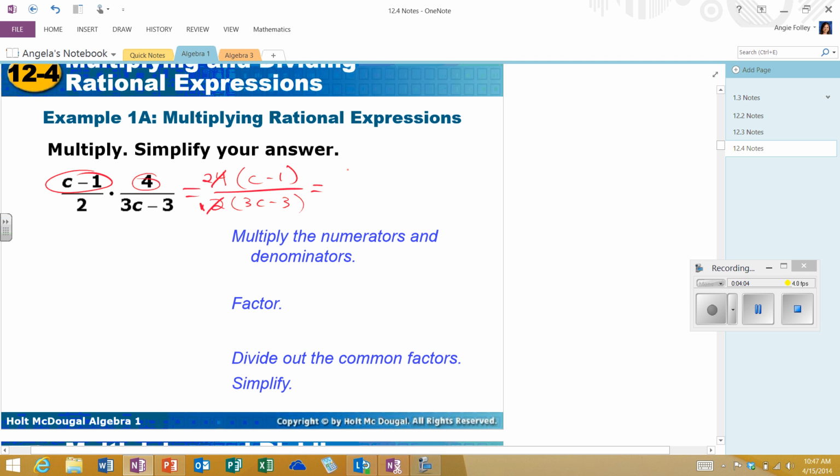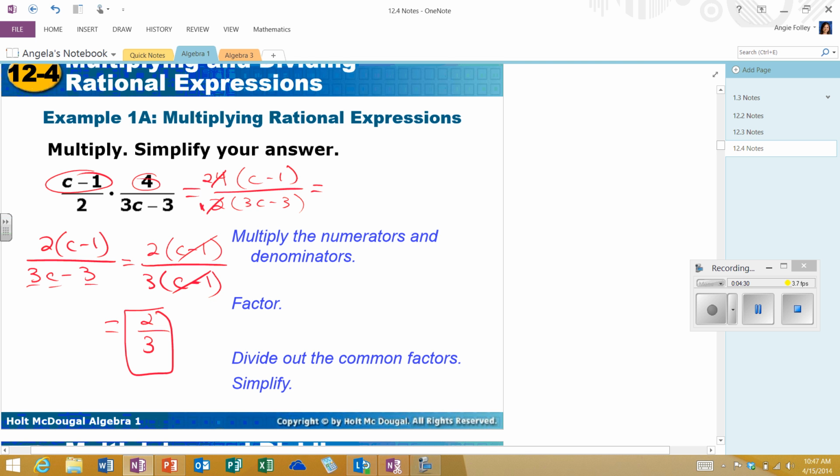I'm going to rewrite that actually, just to make things easier. So I have 2 times c minus 1 over, I have a 1 in front, so it's 3c minus 3. Okay, looking at this denominator, is there a greatest common factor you can pull out? There is. You can pull out a 3, and you're left with c minus 1. Well, look at that. Those c minus 1s cancel, and we're just left with 2 over 3.